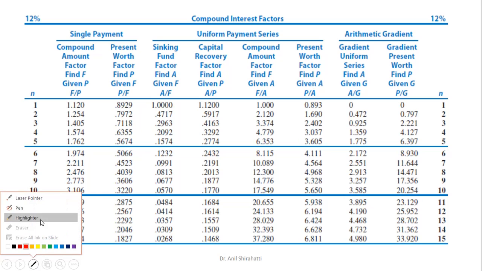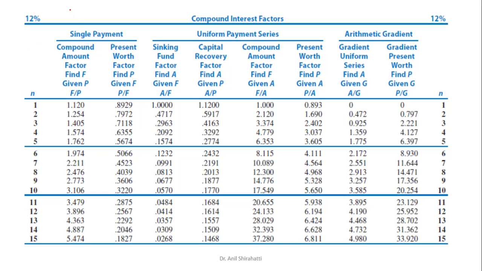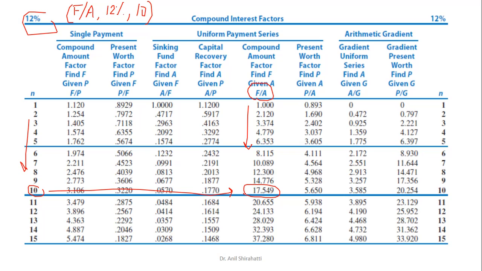If I write this equation for you, I'm interested in F by A, I is 12%, and N is 10. Interest rate 12 is done. F by A, I'm interested in this column. And what is N? N is 10, so I have to go here, where N is 10, and go against these values. So N is 10. What is the constant value? 17.549.